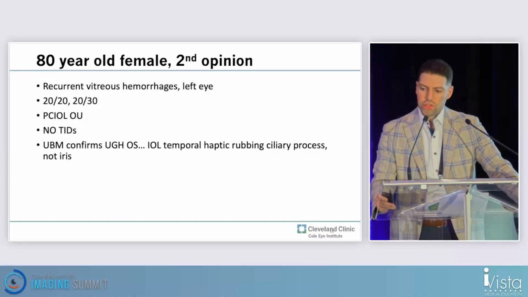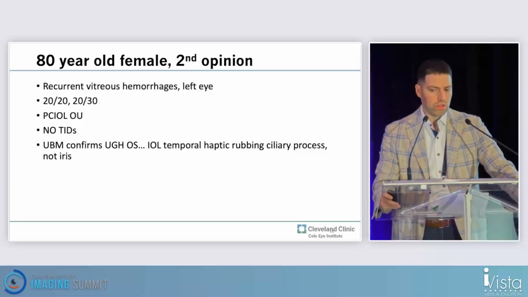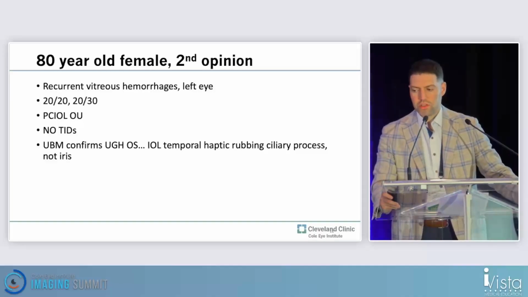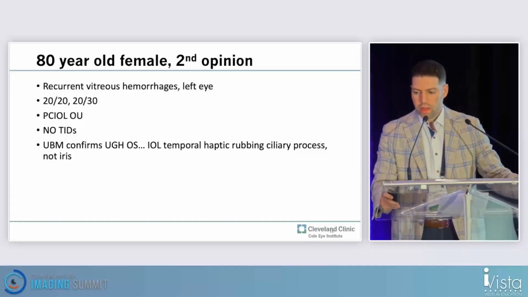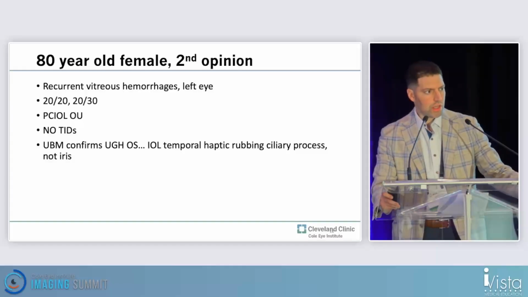So first imaging is that I had a suspicion, why is this lady getting recurrent hemorrhages? So we did get a UBM. And we do see that the IOL is rubbing on the ciliary processes and not the iris. So this is probably going to be a case, if the patient wants to reduce her risk of hemorrhages, to exchange the IOL.